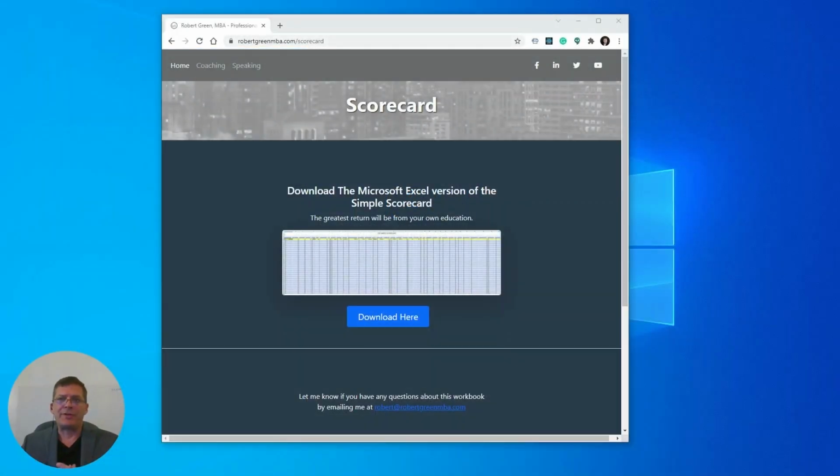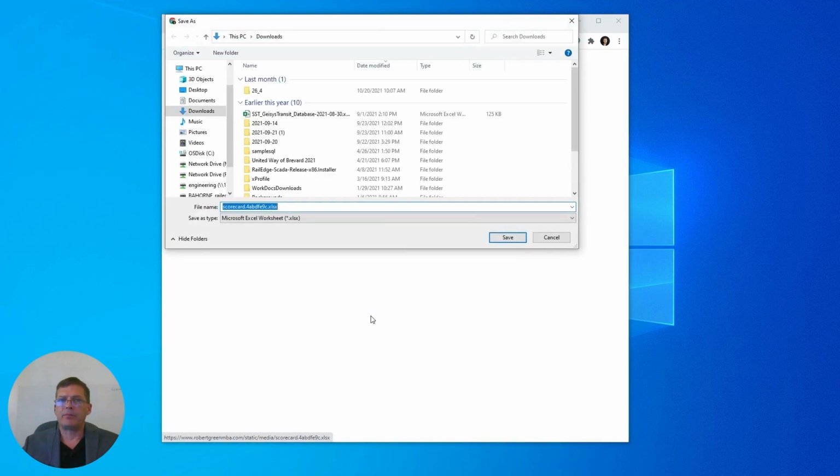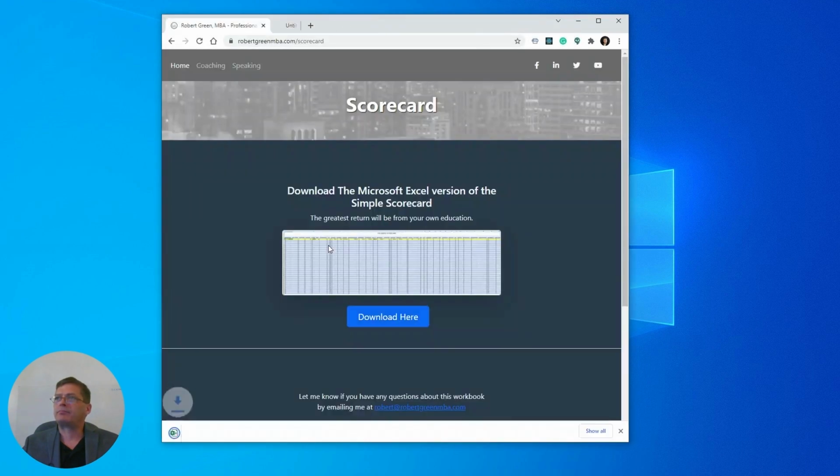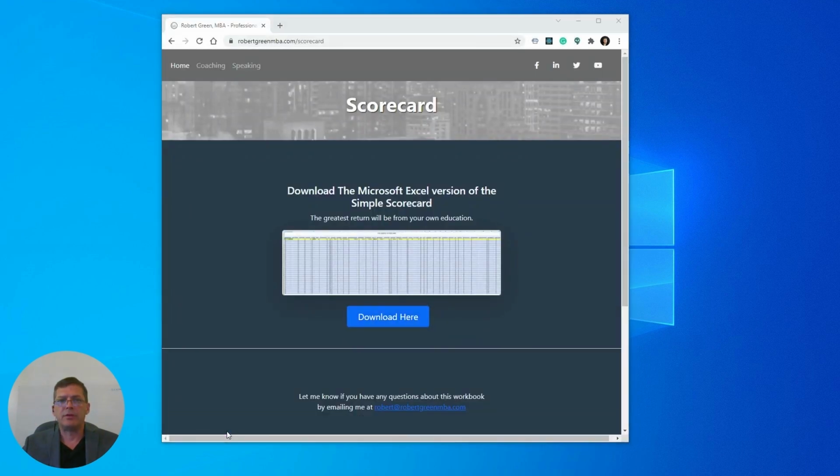All right, so the first thing that we need to do is download the scorecard. Now, you have two options, of course, to download it. The first is by downloading it from the course materials. In this section, there's another lecture called the Scorecard Excel Spreadsheet or Excel Workbook, and you can download it from here, or you can go to www.robertgreenmba.com/scorecard. You'll be presented with a page that looks just like this, and you simply click on the Download Here button. It'll give you a chance to download it and open the spreadsheet.